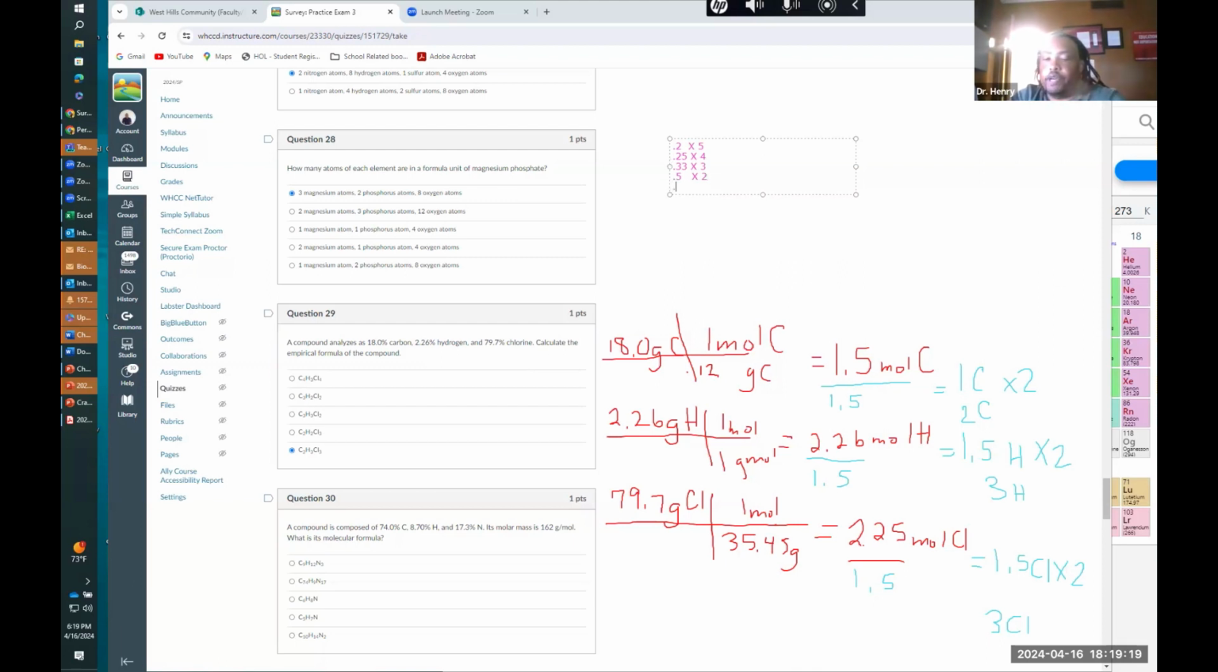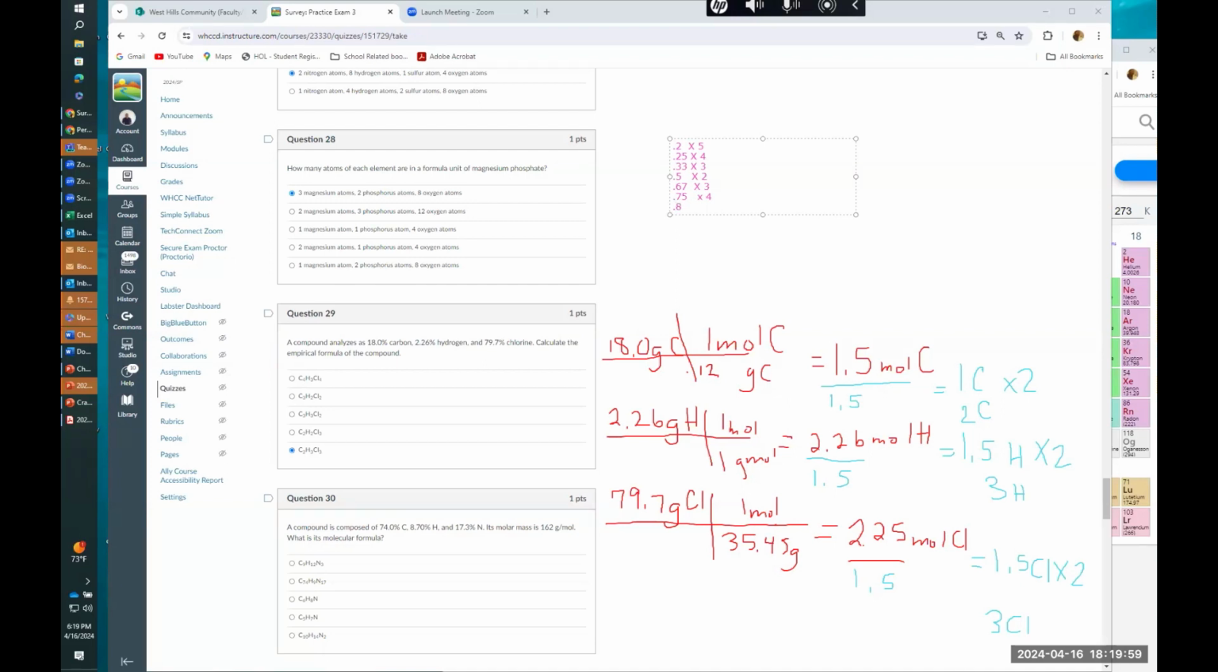And then we have 0.67. That's going to be multiplied by 3. And then we have 0.75, and that's going to be multiplied times 4. You see the trend? What is the trend? I see 5, 4, 3, 2, 3, 4. What's the trend?